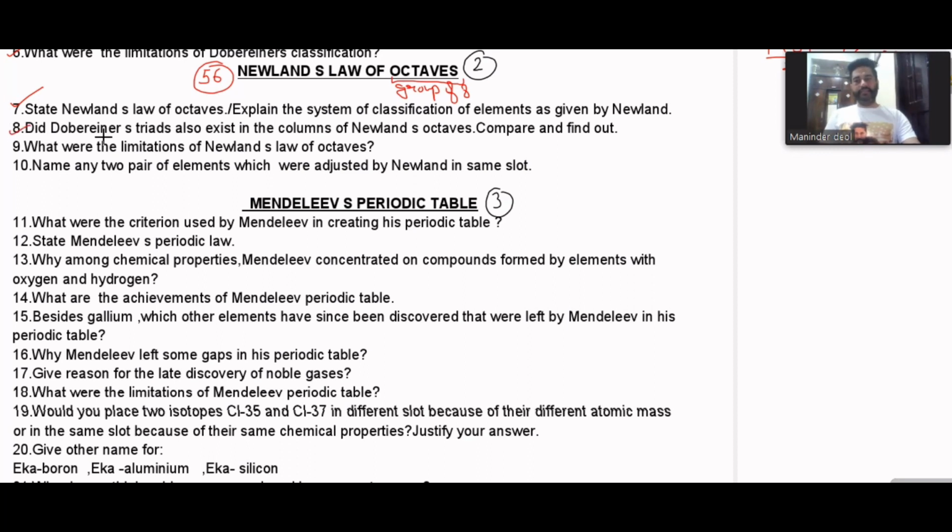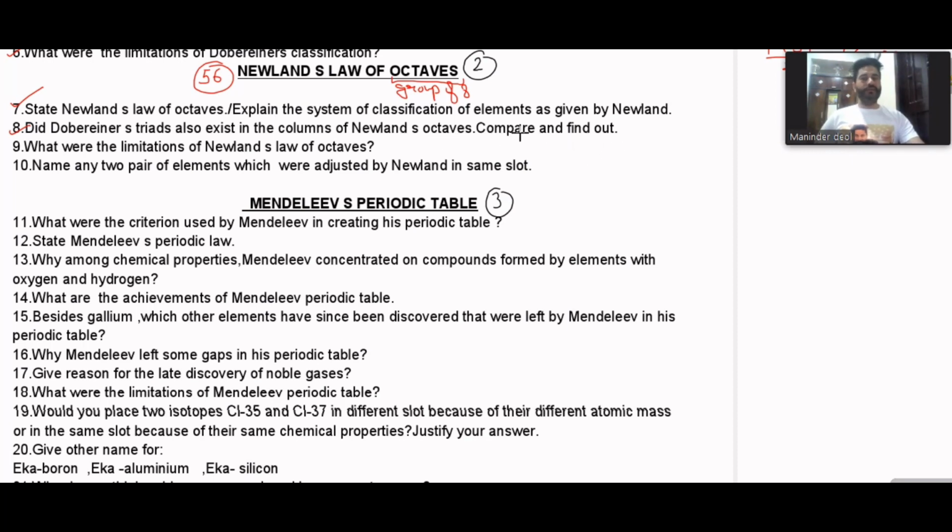Now 8th: did Doebereiner's triads also exist in the column of Newlands' law of octaves? Compare and find out. Yes, sir, it is present. Why? You can think that whatever Doebereiner has done would be present in Newlands' work, and whatever Newlands has done, maximum things would be present in the Mendeleev periodic table, and the Mendeleev periodic table would be present in the modern periodic table, if we do not pay attention to its limitations. So yes, Doebereiner's triads are also part of Newlands' octave table.